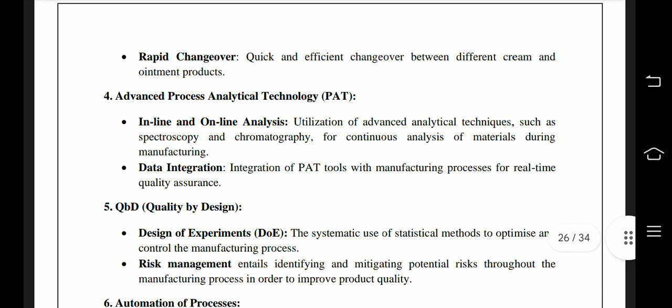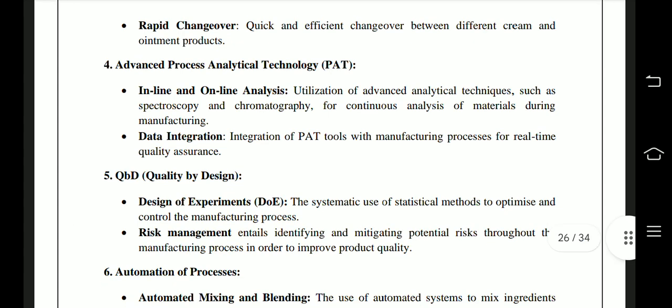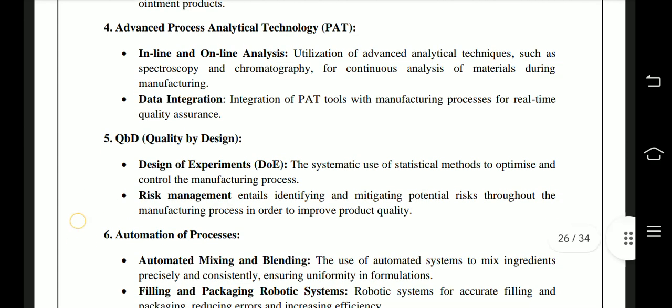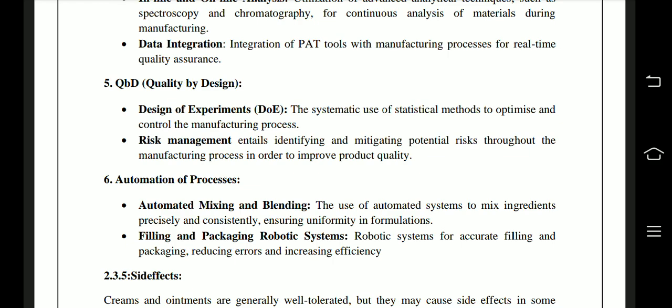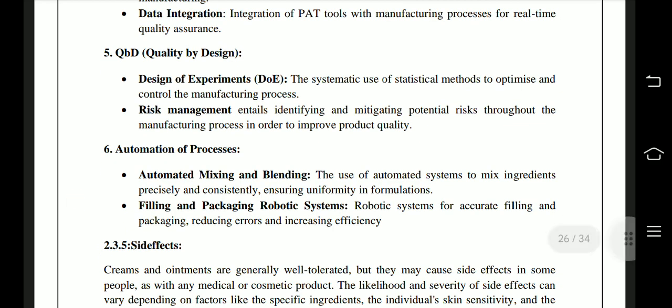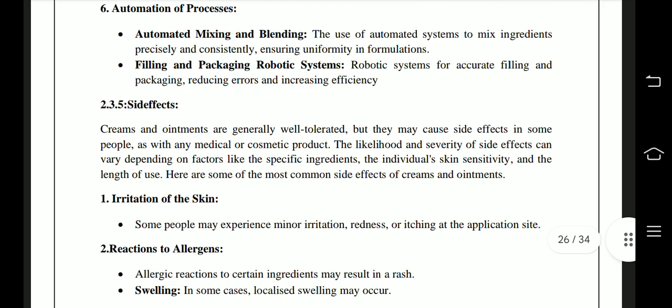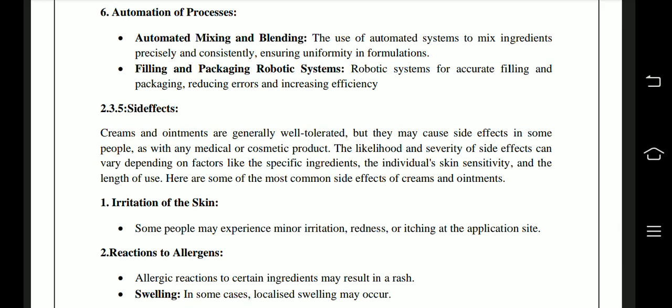Advanced process analytical technology, PAT, inline and online analysis. Utilization of advanced analytical techniques such as spectroscopy and chromatography for continuous analysis of material during manufacturing. Data integration: integration of PAT tools with the manufacturing process for real-time quality assurance. Automation of process. Automated mixing and blending. The use of automated systems to mix ingredients precisely and consistently, ensuring uniformity in formulation. Filling and packaging robotic systems. Robotic systems for accurate filling and packaging, reducing errors and increasing efficiency.